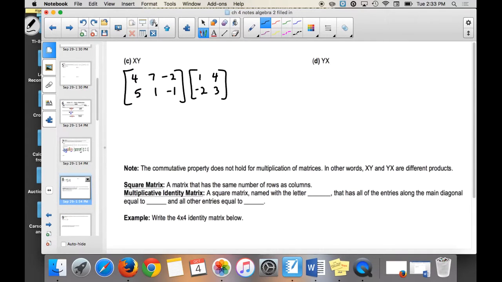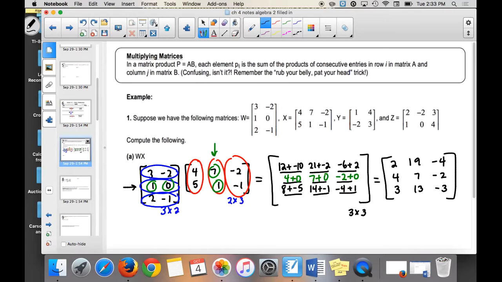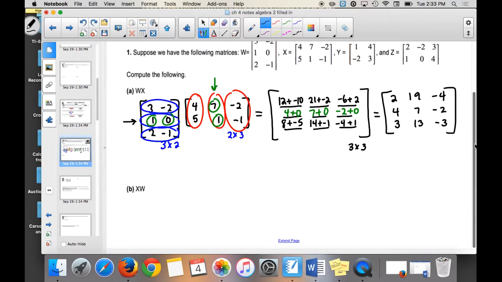So what are my dimensions? Did I skip one? Oh, is there one down here that I didn't see? So x times w, so x is going to be 4, 7, negative 2, 5, 1, negative 1. And w is going to be, what is w? 3, negative 2, 1, 0, 2, negative 1. Are we able to multiply them?